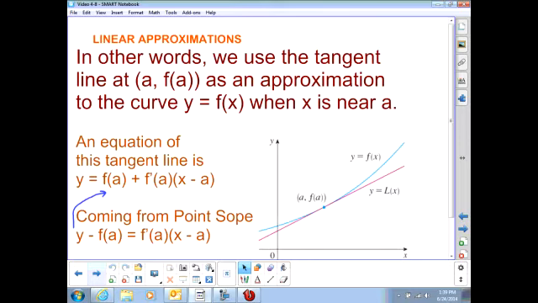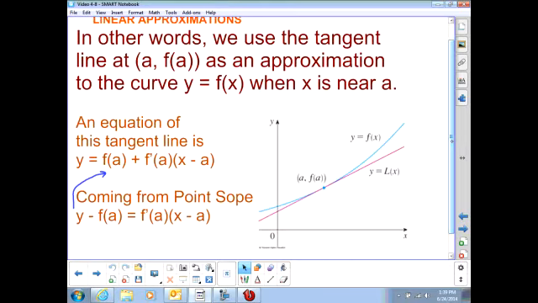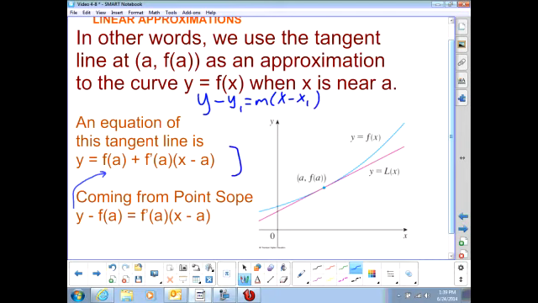So in general, what we'll do is we'll use point-slope form. Our point-slope form we usually see is y minus y1 equals our slope times x minus x1. Well, here they're calling f of a your y1. f prime of a is just your slope at that point, and a is the x value that you're working with. But really, all we're doing is point-slope.